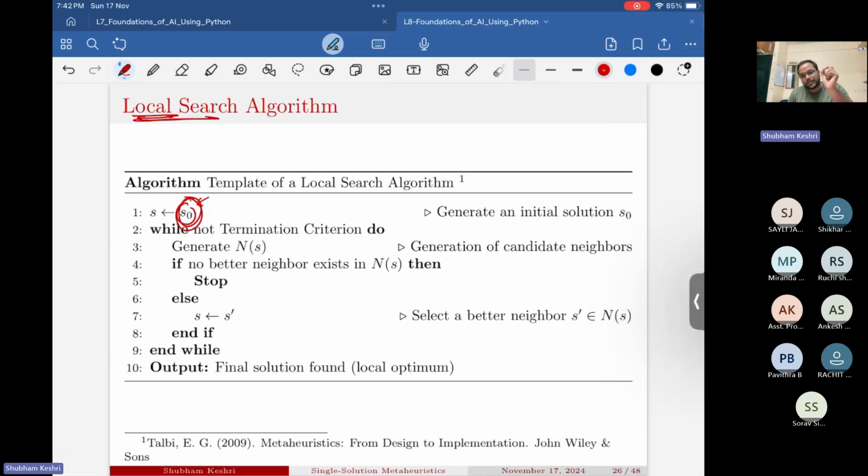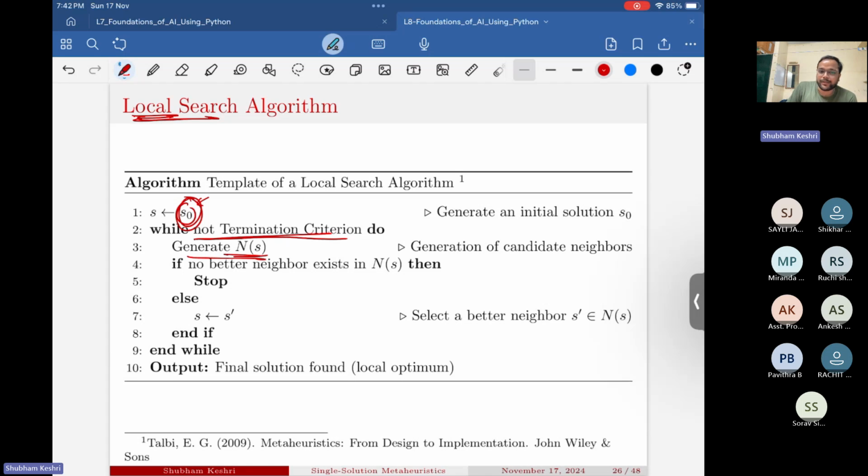You start with one solution until the termination criterion is met. What is my termination criterion? It can be that there is no neighbor better than this. You can also have a time limit. You can just say I will not do local search for more than 10 minutes. So there can be different kinds of termination criteria.